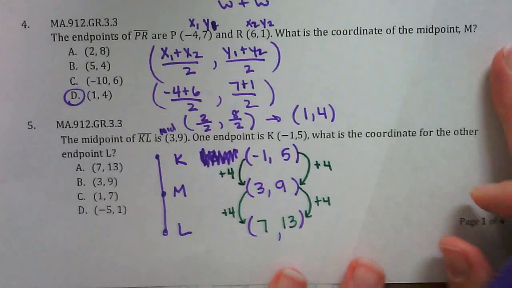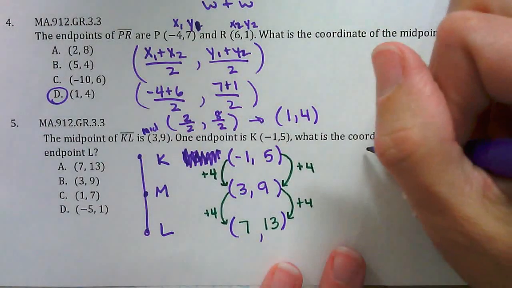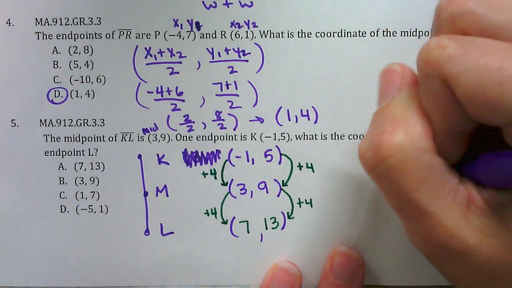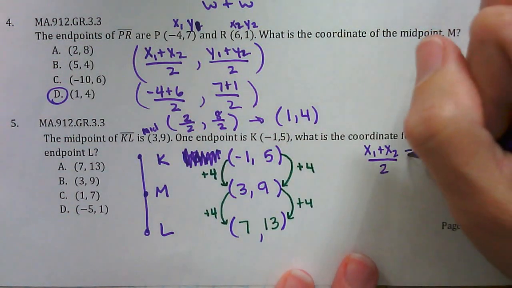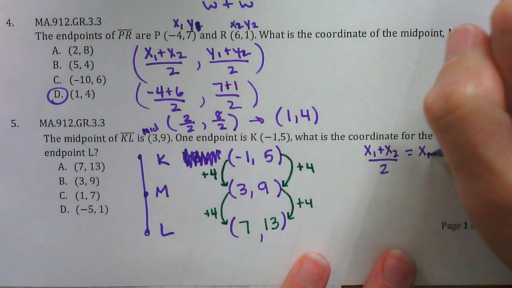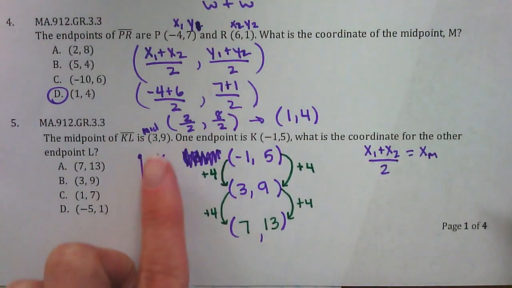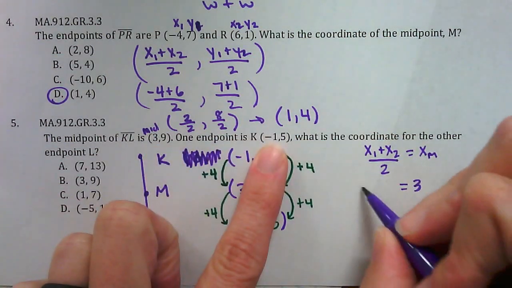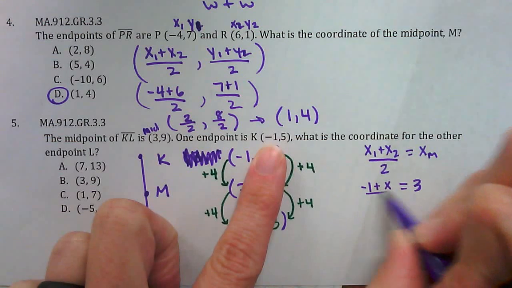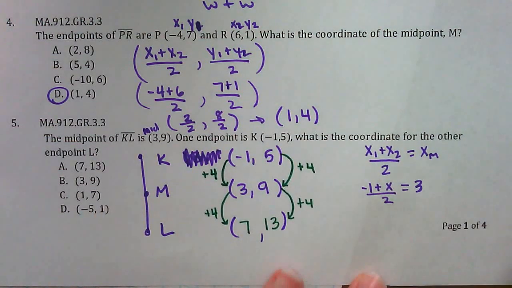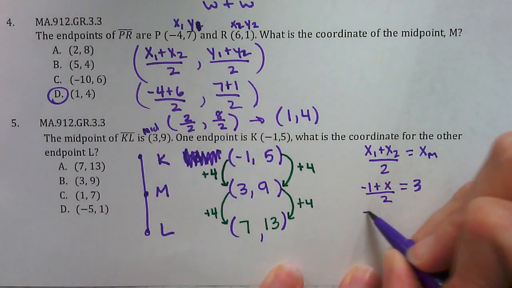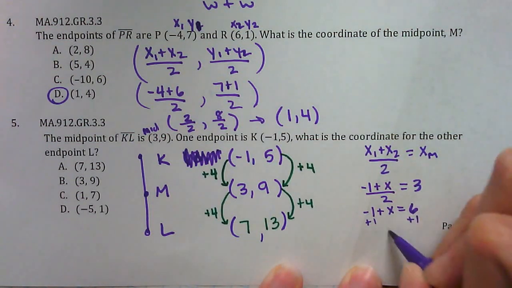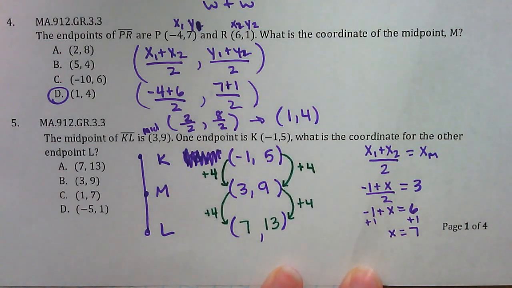Another way to do this is to use our midpoint formula. Our midpoint formula says (x1 + x2) over 2 should give me my x value for the midpoint. So I fill in what I know. The midpoint is 3. One of my endpoints is negative 1. I don't know my other point, and I could solve. I'm going to solve this by multiplying both sides by 2. And then I would need to add 1. I get x is 7.